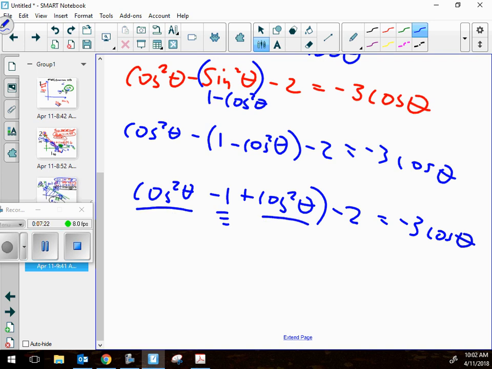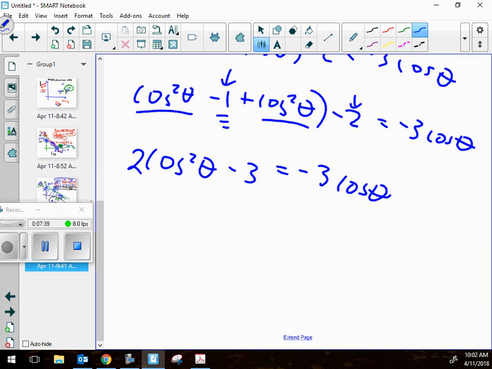Just double checking I distributed my negative properly. Okay, now my two cosine thetas can go together. Cosine squared theta, but there's 2 of them. And then, yep, right there, I forgot that negative 1 was going to be there. That should have been a negative 1. Sorry about that. So now I have negative 3 cosine theta, and then 2 cosine squared theta. And again, right there, if that had been a minus 2, it would have all worked out nice.